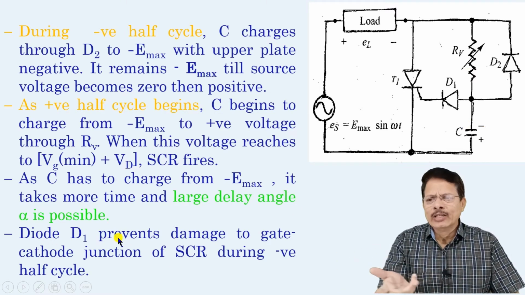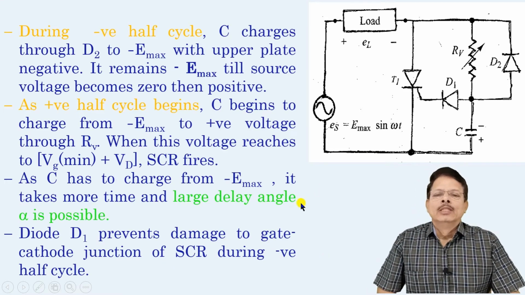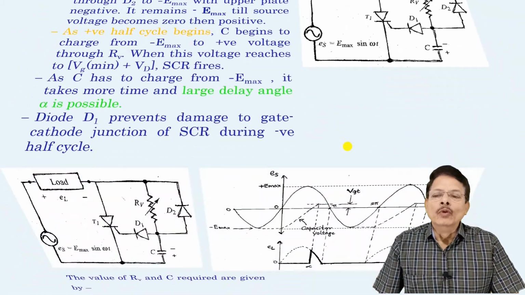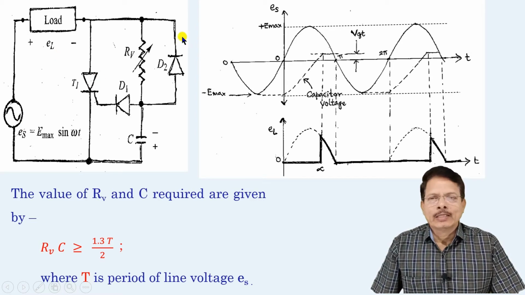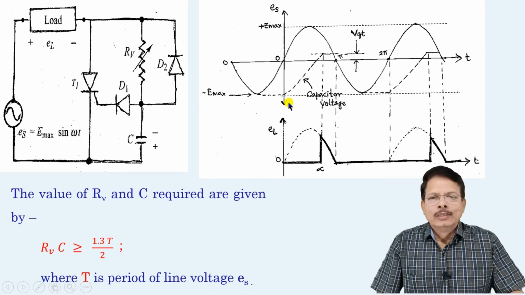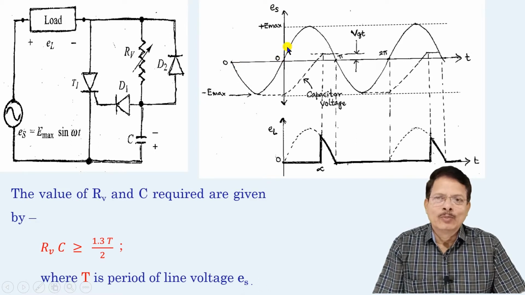And there is a function that D1 prevents the damage to the gate cathode junction of the SCR during the negative half cycle. So let us discuss these things once again with the help of a waveform. See, this is the source, load, SCR, the same circuit here, but I have shown the waveform. The upper waveform is for the supply voltage AC. This is the negative half cycle, then positive half cycle, negative half cycle, positive half cycle. This is one cycle and the period is capital T.